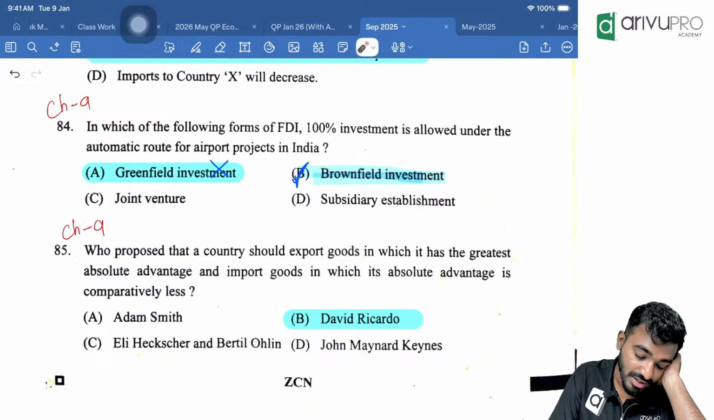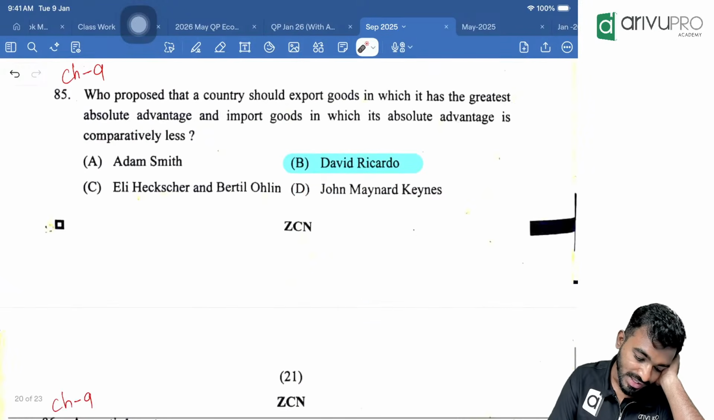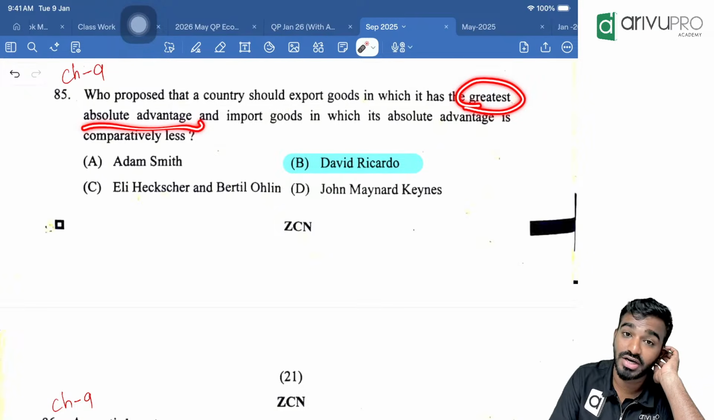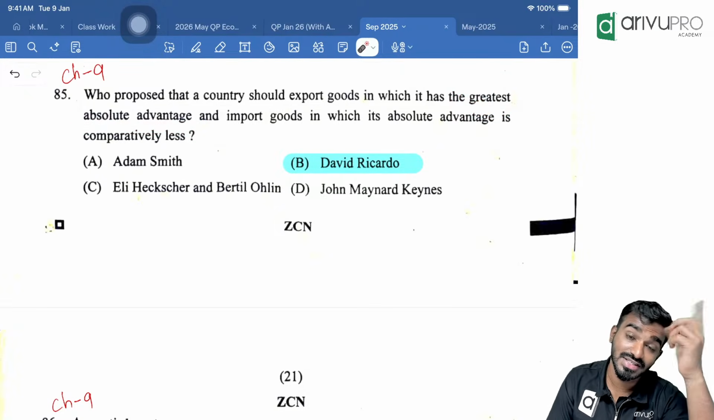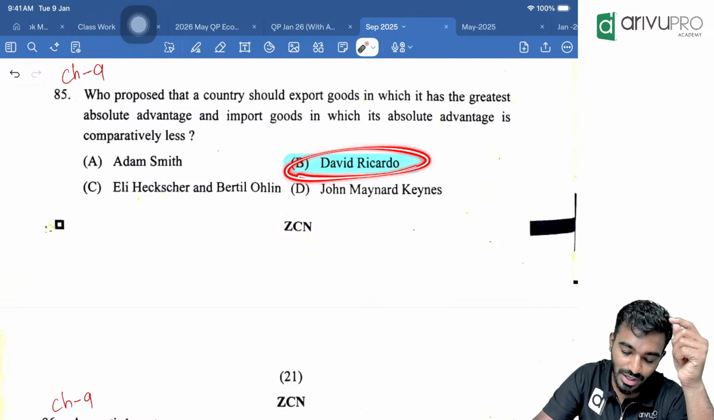Brownfield investment. See, 100% airport development project. An airport project in India under FDI is called brownfield, not greenfield. Next, who proposed that countries should export goods in which they have a greater advantage? See, greater advantage, lesser advantage you forego, greater advantage you produce. Comparative it is. David Ricardo.